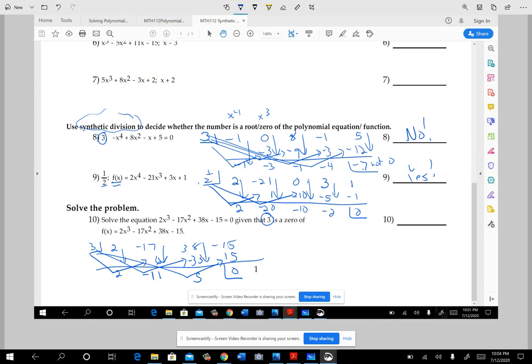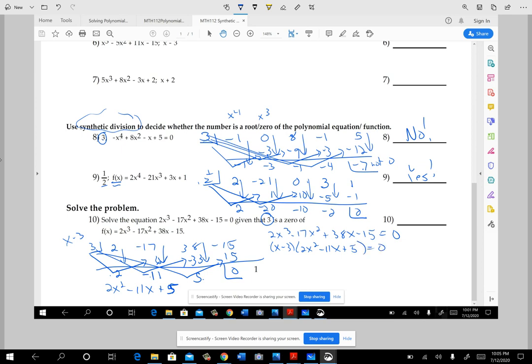So what we wind up doing at this point is using the fact that if 3 is a 0, that means x minus 3 was a factor, and that this is the other factor, 2x squared minus 11x plus 5. See, it's got 3 things left, so that's the other factor. So it means my original polynomial that I was trying to solve can be factored into x minus 3 times 2x squared minus 11x plus 5.